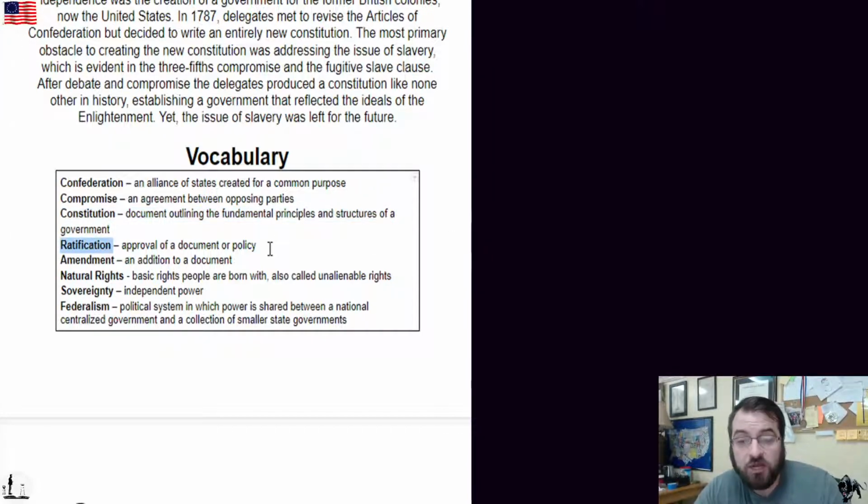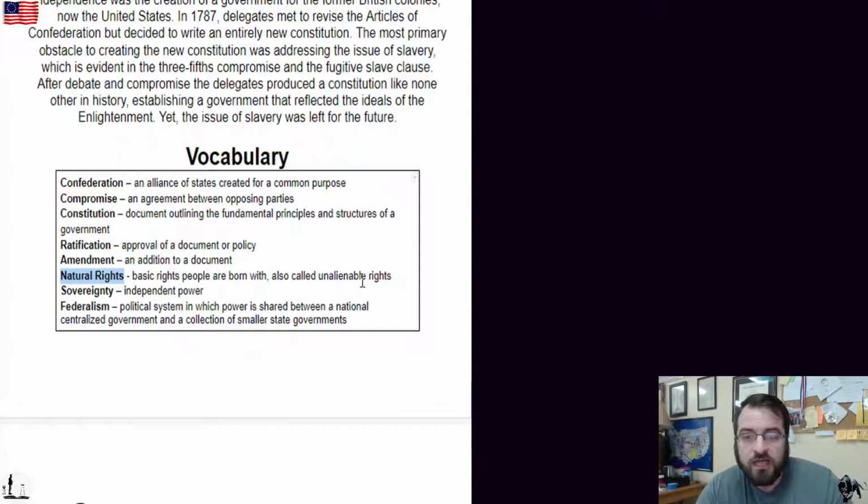Ratification is the process that people go through when they approve a document or policy. So once we do write the United States Constitution, it has to be ratified. It has to be sent to the states, and these states have to say, yes, we will abide by this, because it's a rule book. You don't get to make a rule book out of nowhere. You have to ratify the rule book. You have to give it some rightness, some authority. An amendment is an addition to a document. So the Bill of Rights that we'll talk about during this unit is the first 10 amendments.